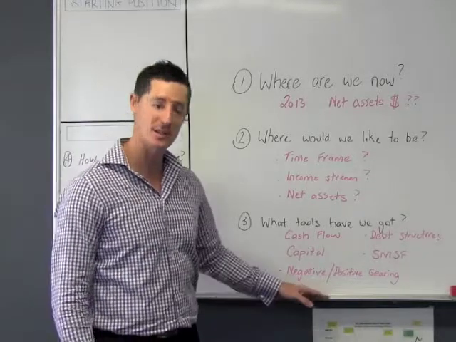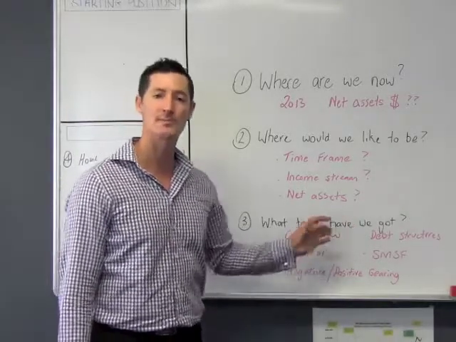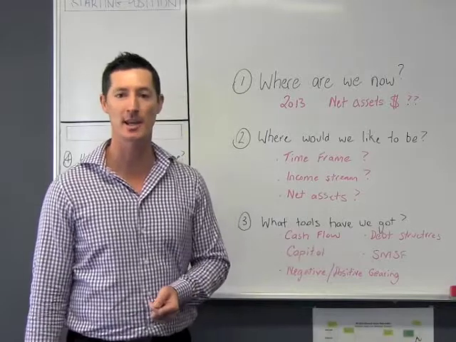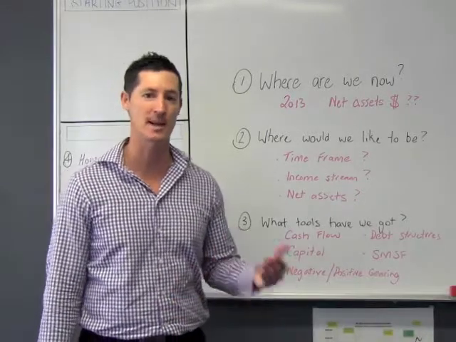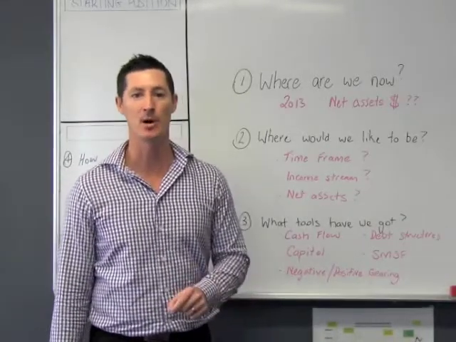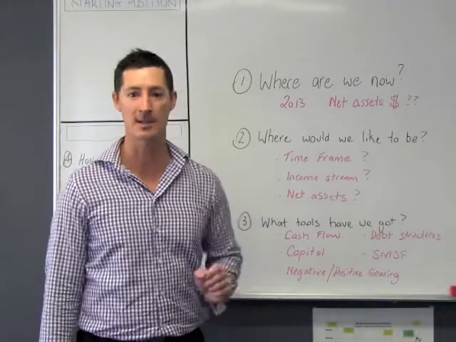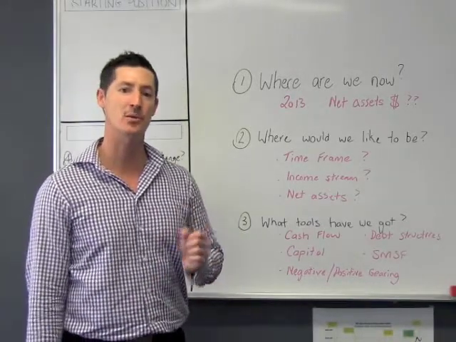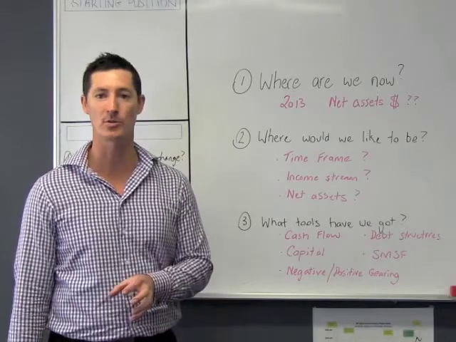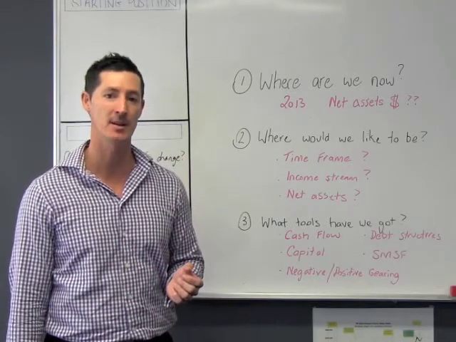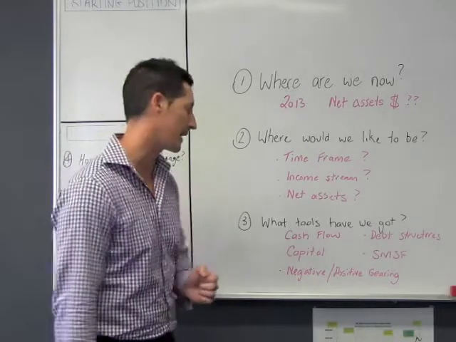Negative gearing, positive gearing, different types of debt structures. I'm not talking here about Commonwealth Bank versus National Bank or 6.9% versus 6.2%. I'm talking about different types of products. What's the most suitable product to make our money work harder as opposed to us working harder?